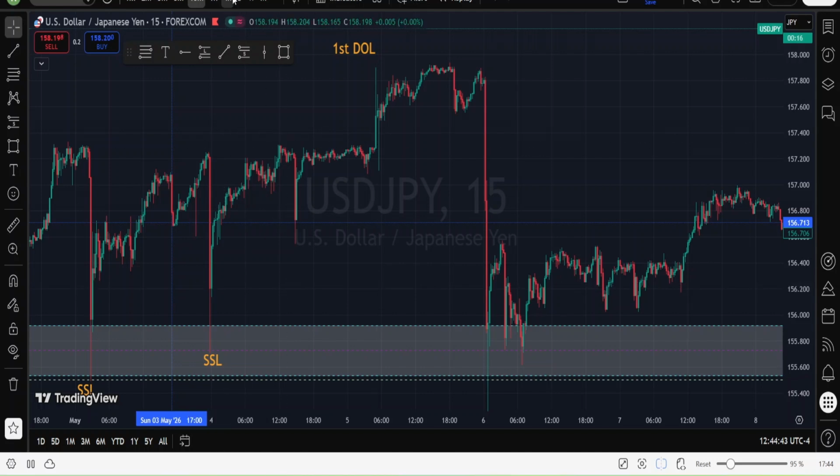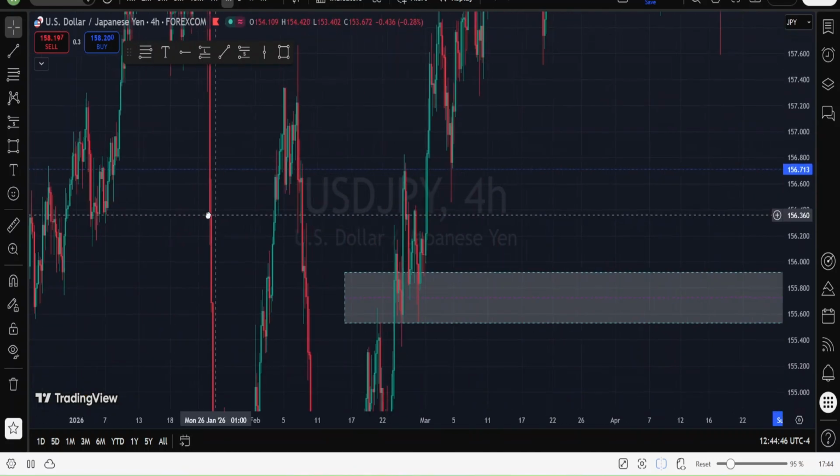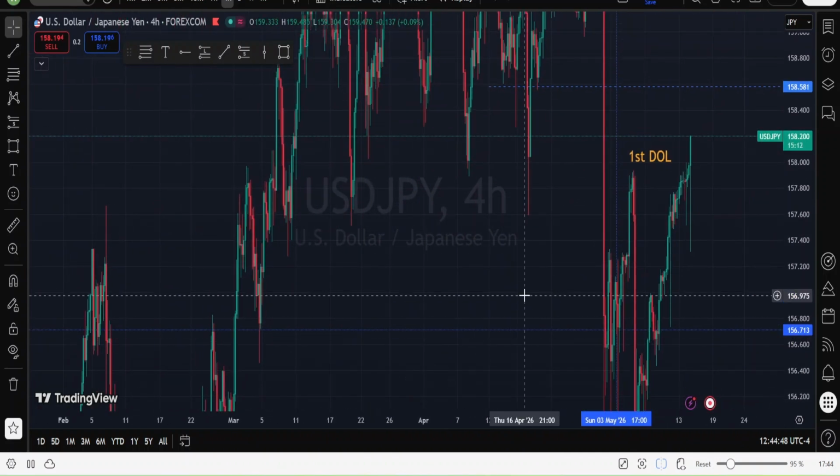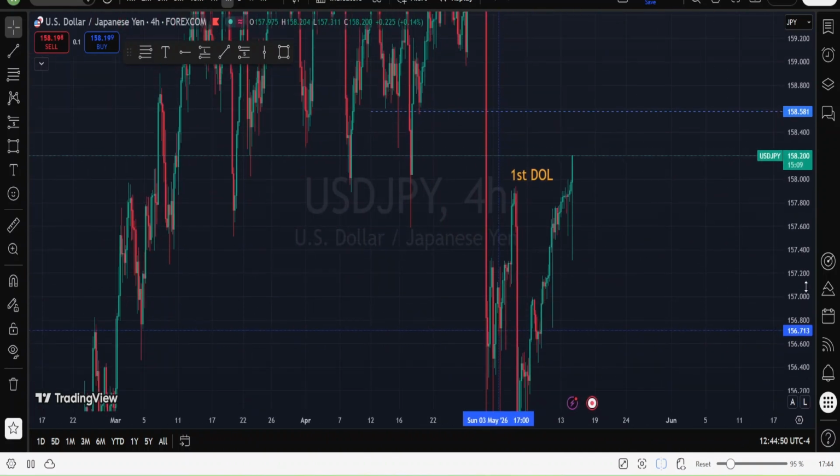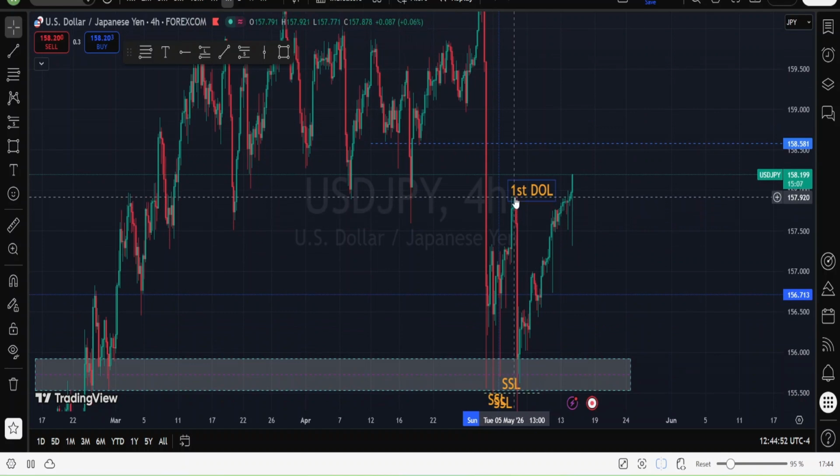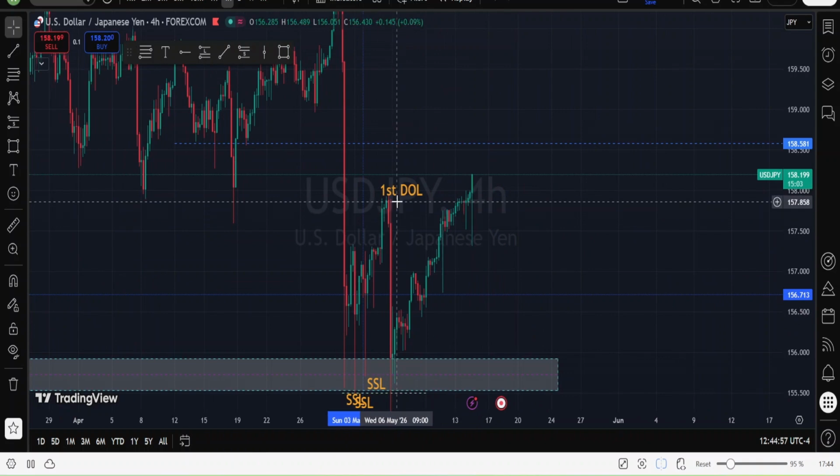So if we move back to the higher time frame, maybe like the 4H, we start looking out for where I am likely to exit this trade. The first exit will be this high because liquidity sits there. Liquidity is resting above this. So that's your first exit.